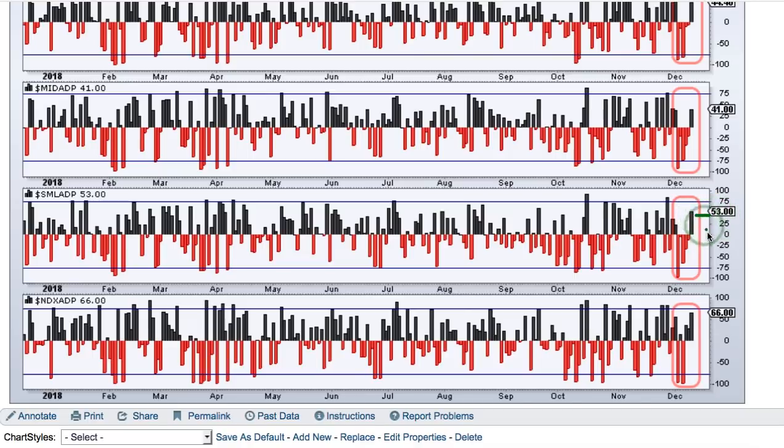So we showed a little bit of breadth leadership from small caps and from the NASDAQ 100. In fact, I'm seeing fewer new lows in the NASDAQ 100 and a little bit less weakness. But still, as I'll get into, I think we're in a bear market environment, and that means we need to have bear market expectations.